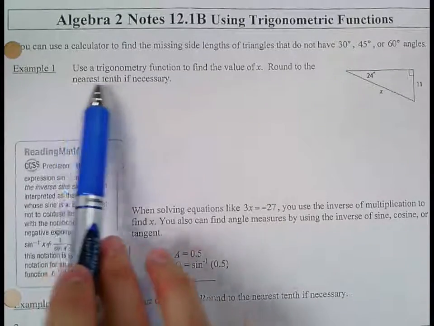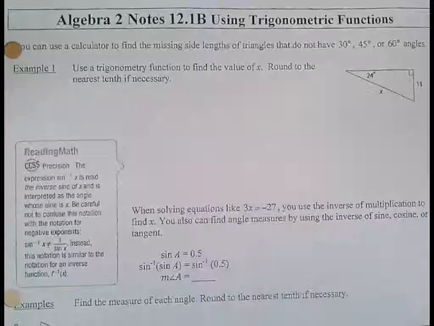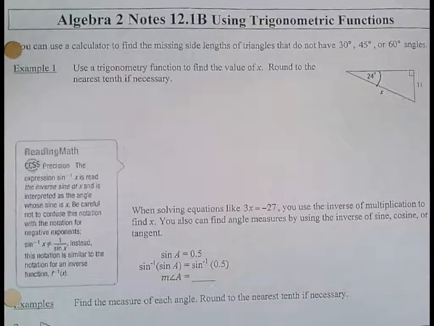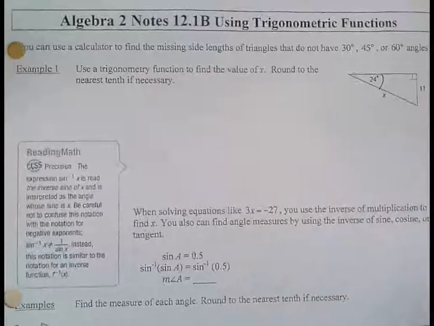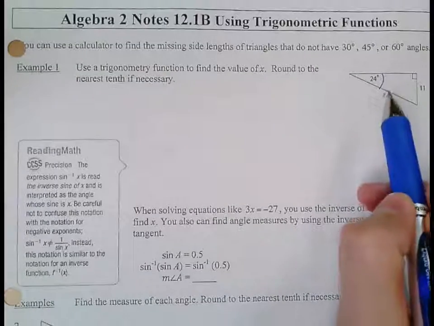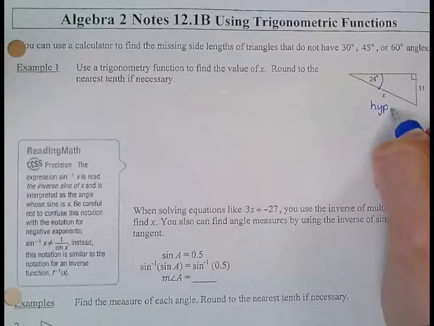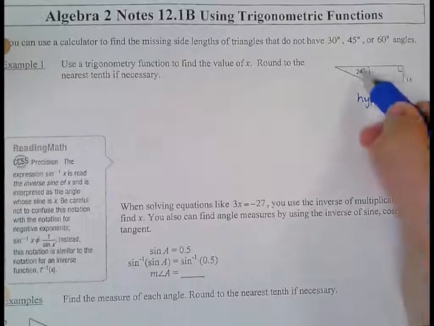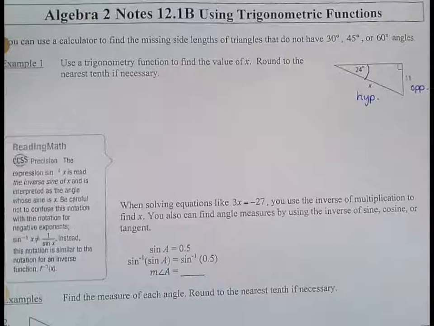So for example 1, we're using a trig function to find the value of x in the triangle given, round to the nearest tenth if necessary. Based on where the angle 24 degrees is, I would recommend labeling the x and the 11 in terms of opposite, adjacent, hypotenuse to figure out what trig function you need. So what would x be? What side is that? The hypotenuse. And the 11 is the side opposite the angle of 24 degrees.